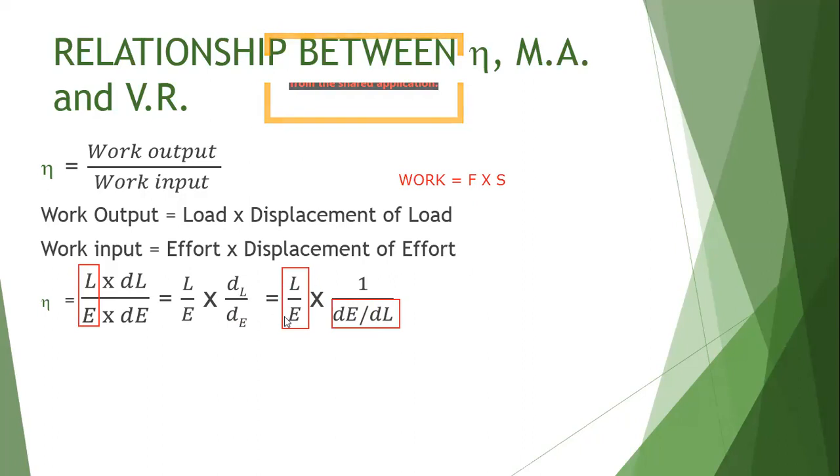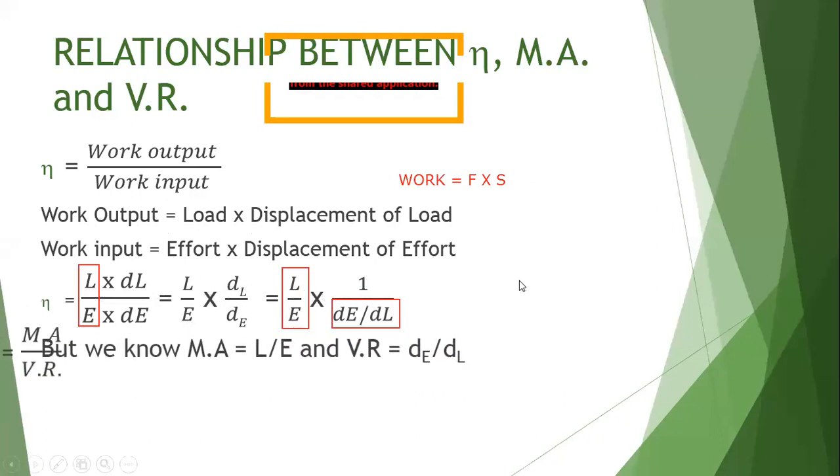And what is load upon effort? You know very well that load upon effort is nothing but my MA. And what is the displacement of effort upon displacement of load? The displacement of effort upon displacement of load is my VR. So what we get from efficiency: efficiency is equal to MA upon VR.